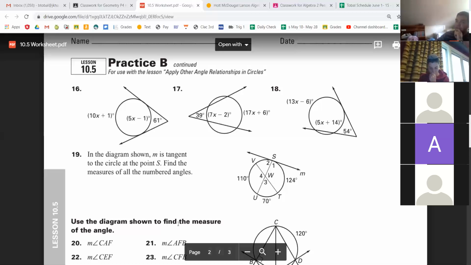Mr. Tobel, the one I sent you was for number 17. Oh, that's so wrong for number 17, though. Mr. Tobel, did you check mine? Sam? Yeah, you got it. Good job. All right, thank you. You got it. You're good.